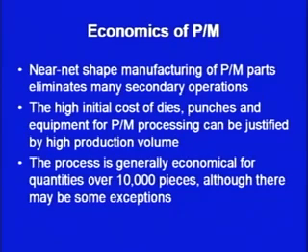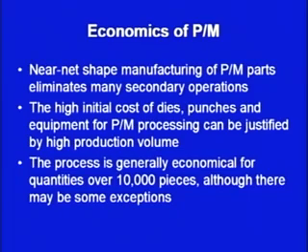Because of the near net shape manufacturing of powder metallurgy parts, secondary operations are eliminated. So, generally no secondary operations are required. The high initial cost of the dies, punches and equipment for powder metallurgy processing can be justified by high production volume. We have seen that the production volumes in powder metallurgy are considerably high. So, the high cost of the die will be spread over the large number of products that we are making, and it will be economically viable to make products out of powder metallurgy.